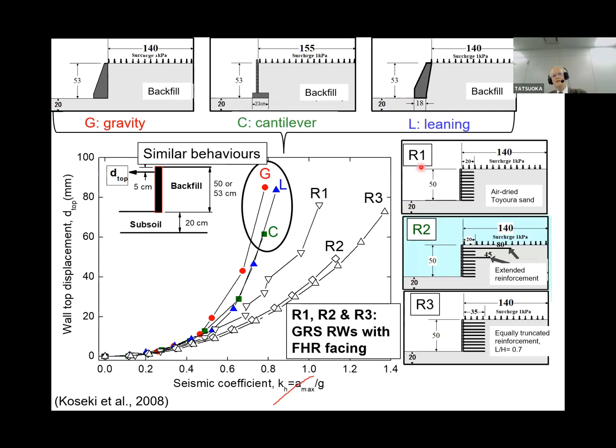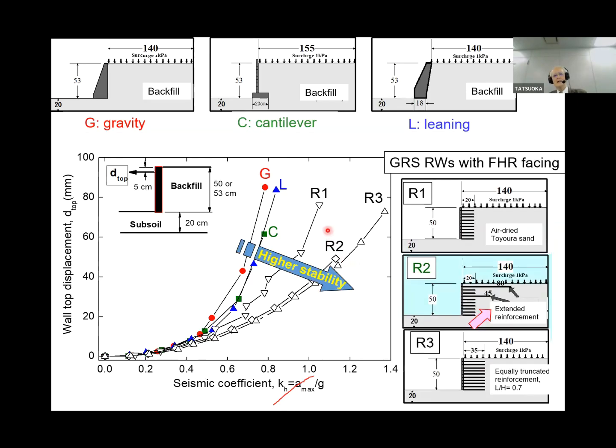On the other hand, we examine the stability of three types of grid arrangement. R1, this is the actual one at the site. R2, only two layers of the grid were extended long. R3, all the grid layers are 0.7 of the wall height. So we can see that R2 is more stable, R3 is also more stable than R1.